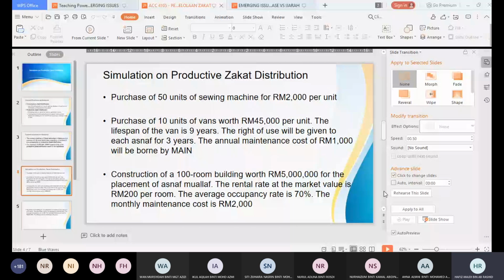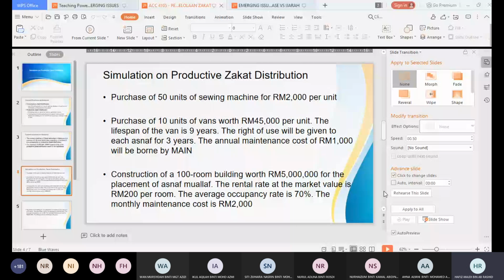For example, the state might purchase 50 units of sewing machines. A sewing machine might usually be given to a single mother who knows how to sew clothes. They can run a small sewing business and generate income. So it could be for a single mother or any female asnaf, not necessarily a single mother. They can help them with this sewing machine. There are many types of this kind of tool or machine provided.